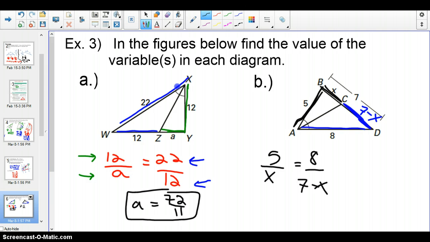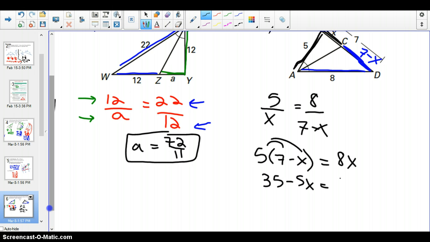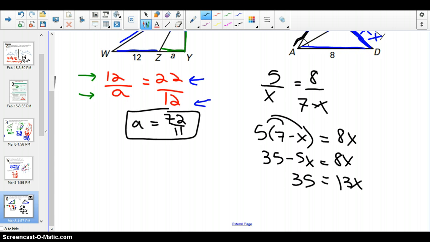Okay, so cross multiply. 5 times this whole quantity. Make sure you don't forget that. There are still people forgetting that. Distribute: 35 minus 5x equals 8x. Add 5x to both sides. 13x equals 35. And then you can just divide.